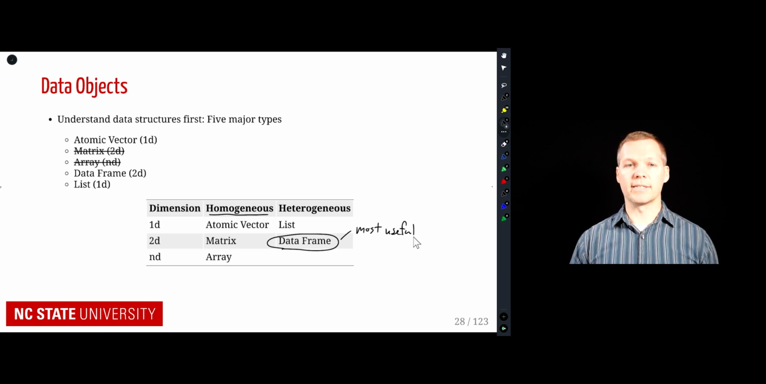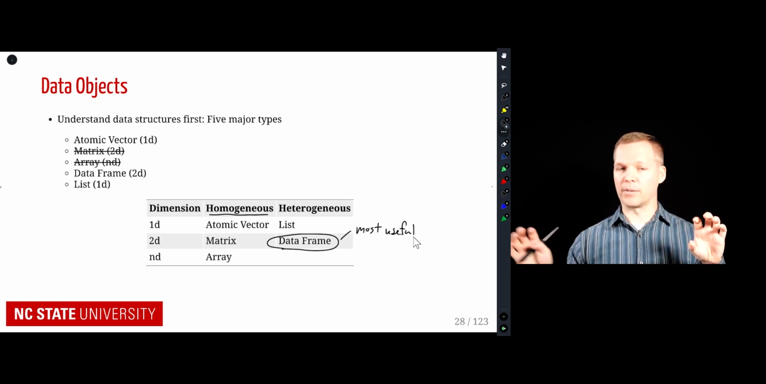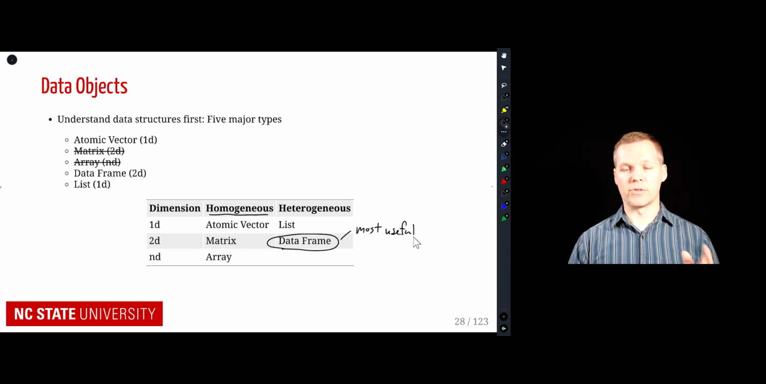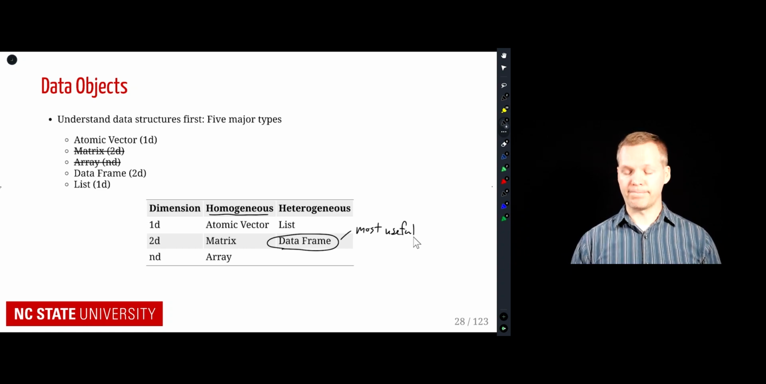But then lastly, we're going to look at a list, which is a one-dimensional thing. So again, ordering in one dimension, a first, a second, a third thing. But then each element itself can be a completely different type of R object. So a super flexible way to store data.